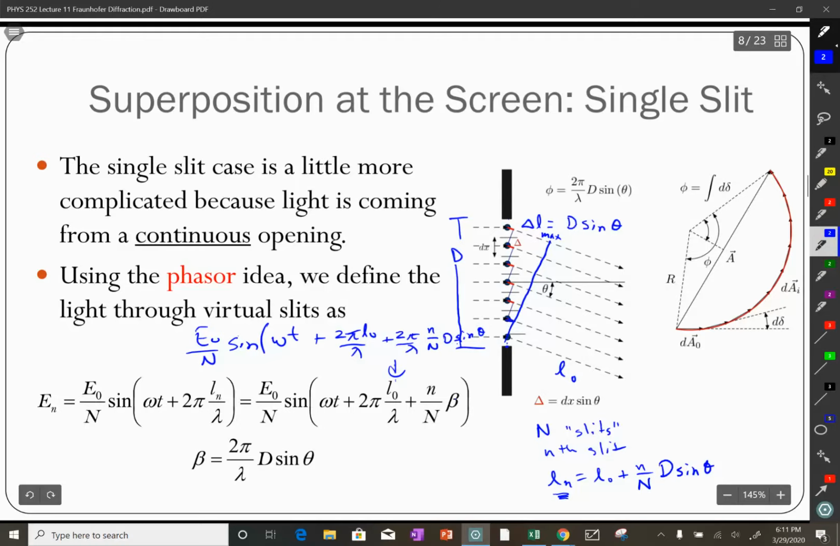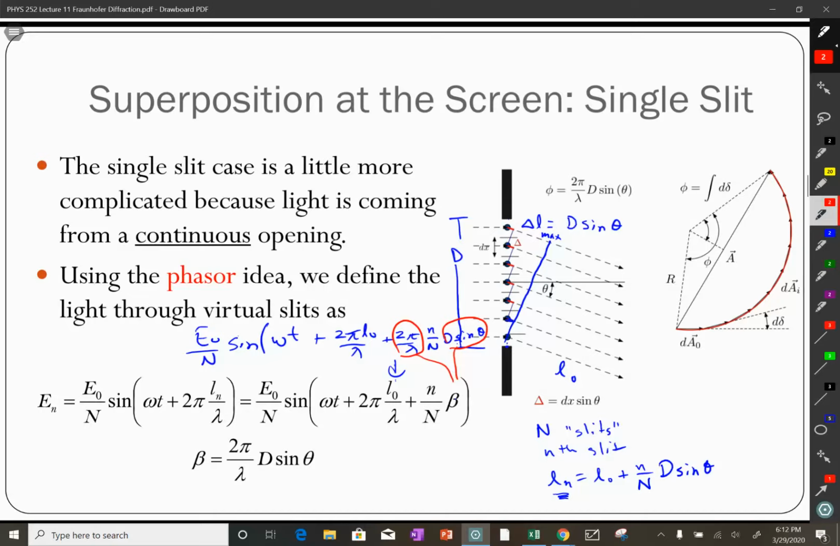And so we take the 2 pi over lambda and the D sine theta, and we bring those together and we just call that beta. We're calling that beta just to make our writing simpler. So we define beta as 2 pi over lambda D sine theta. And so this is the electric field that came through the nth slit at point P on our screen.